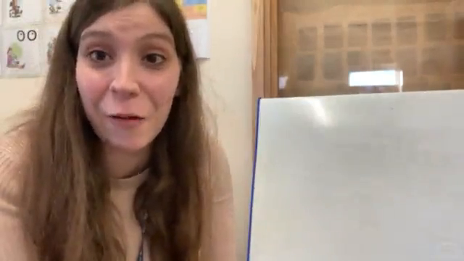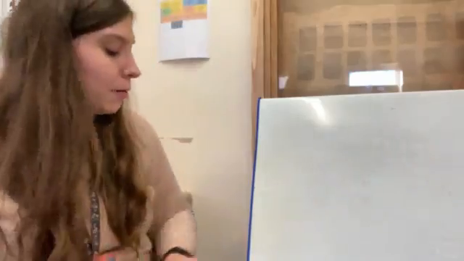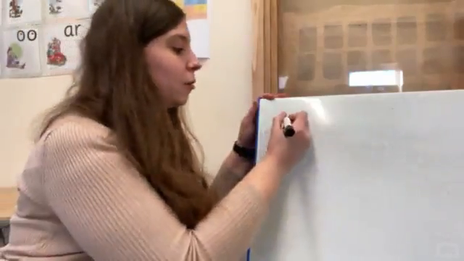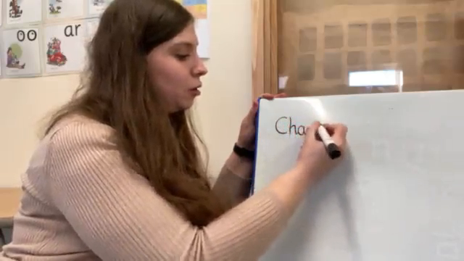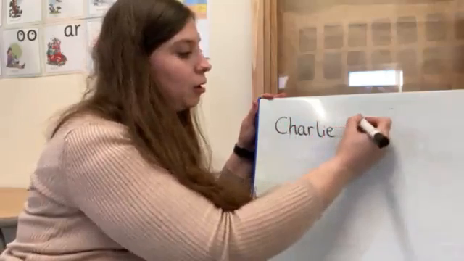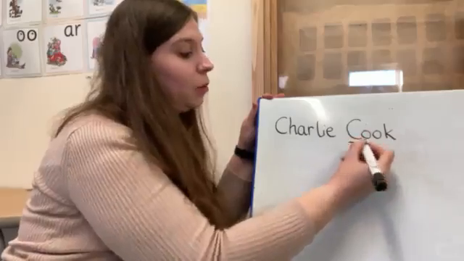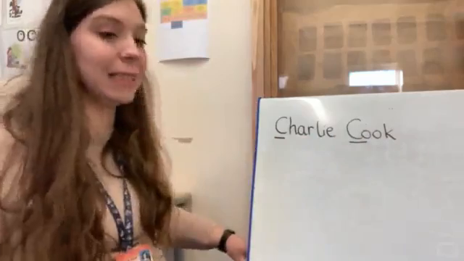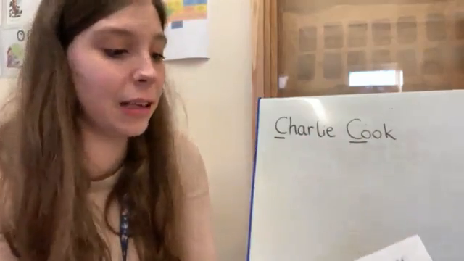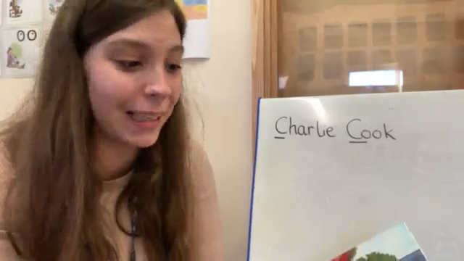And actually, if we have a look in the book, there's a lot more alliteration going on. So I'm going to write Charlie Cook on the top, so we found our first bit of alliteration in the story. So Charlie Cook, that is alliteration because both words begin with the letter C sound. Okay, so they both begin with the letter C. Now let's have a look and see what other alliteration we could find in the story.